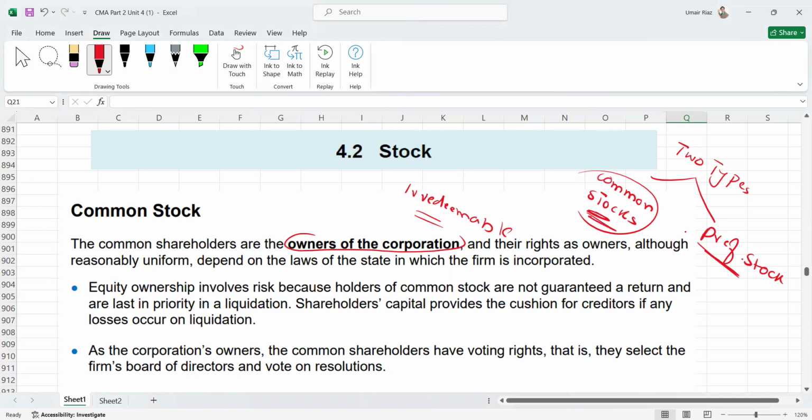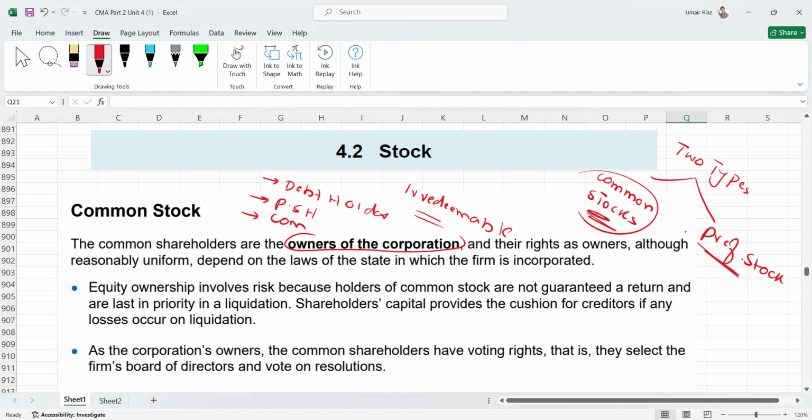Similarly, in case of liquidation, when we dissolve the business, we sell the assets of the business and settle the liabilities. Whatever proceeds we get through the sale of assets, first we use to pay the debt holders, and if anything is left, it will be paid to the preferred shareholders, and if anything is left, then it will be paid to the common shareholders. Understood? So this is the reason the common stockholders are considered a riskier investment, because they are at the bottom in case of liquidation, right or wrong?